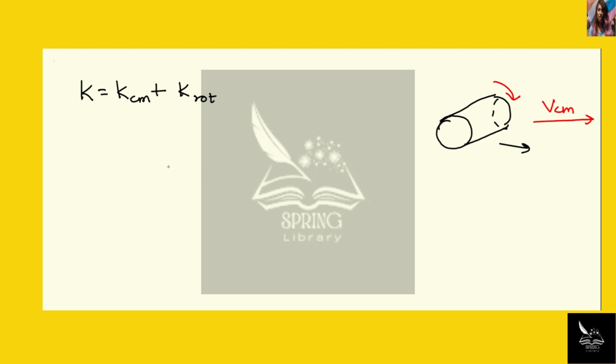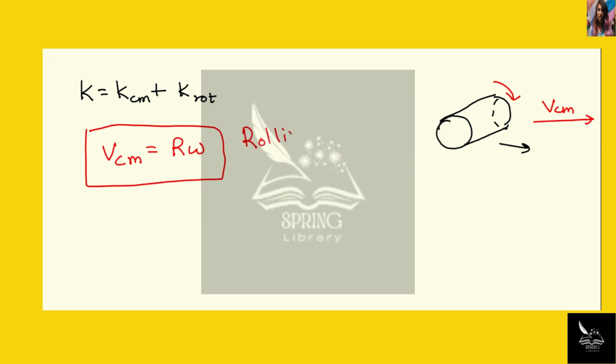So, and also for an object that is rolling without slipping, we set a definition that the velocity of the center of mass is equal to r times omega. So this is just when we have a condition of rolling without slipping.